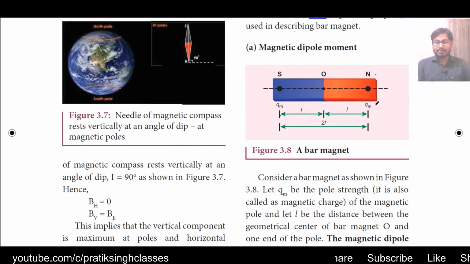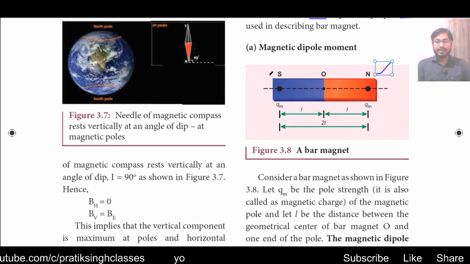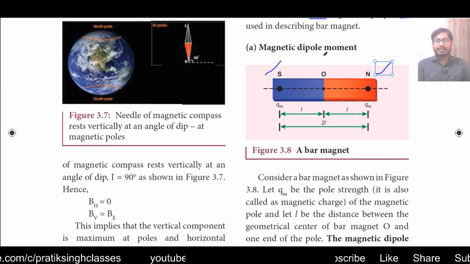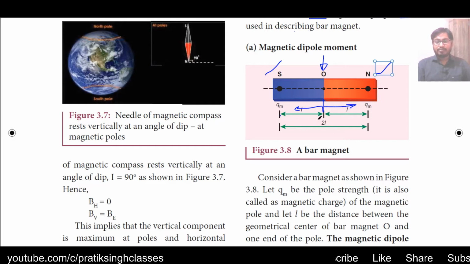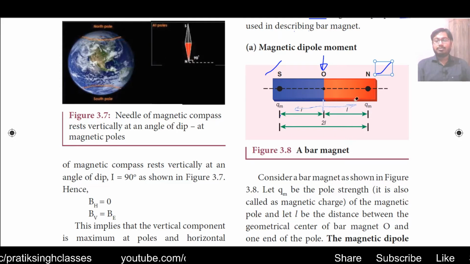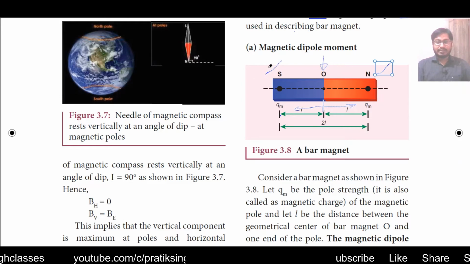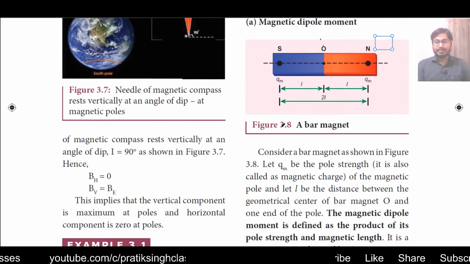As you can see, this is the north pole of the magnet, this is the south pole, and this O is the center between the north and south poles. The length L is calculated from the center towards the south or from the center to the north. L and L, and the total length from pole to pole is given as 2L. But 2L is not the actual length of the magnet. Let us see step by step.